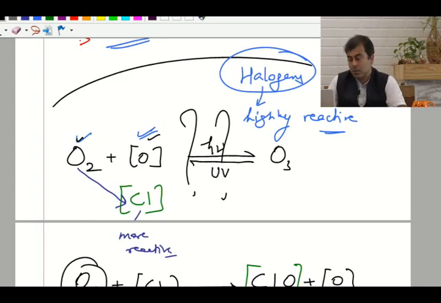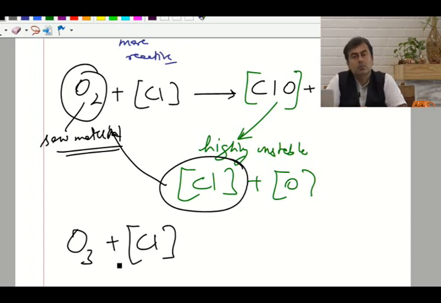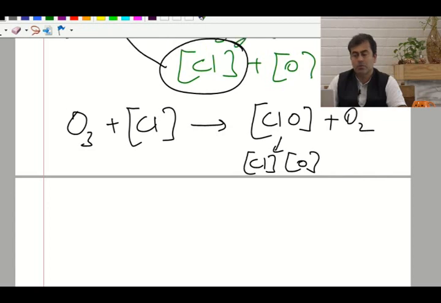The story does not end here. This outsider will not spare the ozone either. O3 also has a very great affinity towards Cl, and O3 and Cl come in contact and form ClO plus O2, and ClO you know is not stable. This bond is not stable. So as a result, what happens? This also is further attacked. So can I say not only raw material but even the finished product is also attacked.